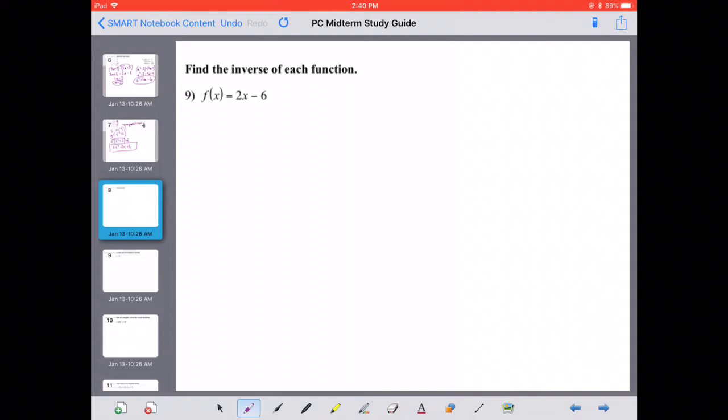Welcome back. We're going to do number 9, 10, and 11 all in this video. Let's try to finish out page 2. We're going to start trying to find the inverse of a function. So our steps for this are actually quite simple.